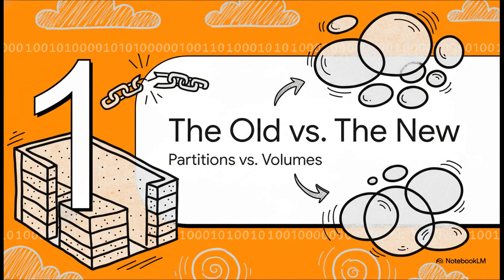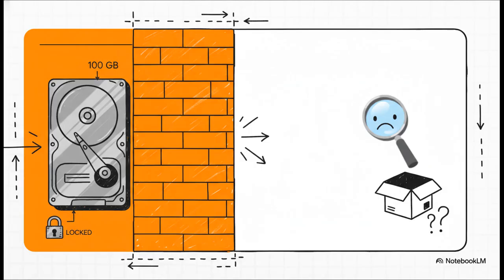So today, we're going to break down the two main ways to divide your storage. We're putting the old way, the partition, head-to-head with the new way, something called an APFS volume. First up, the old-school method, the partition. Think of it like building a permanent, solid brick wall inside your hard drive. You decide that, say, 100 gigabytes of space is for one thing, and that space gets locked away behind that wall. It can only be used for that one purpose, even if the rest of your drive is totally empty.